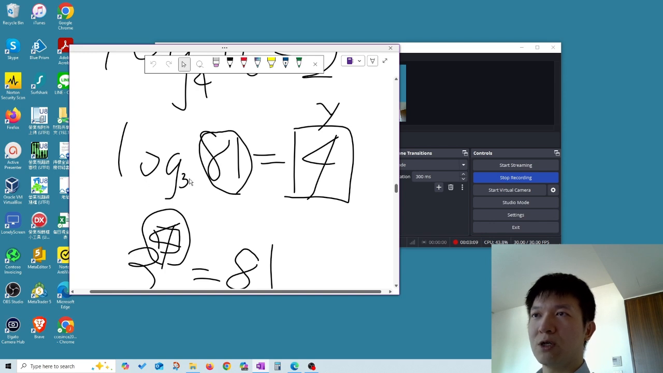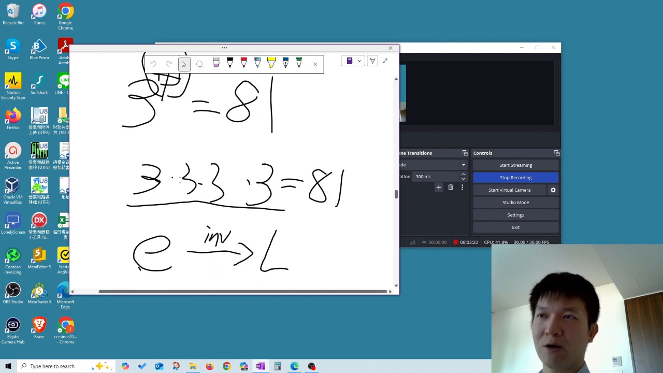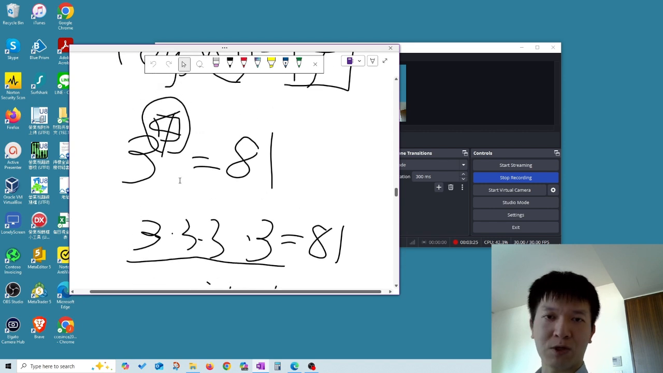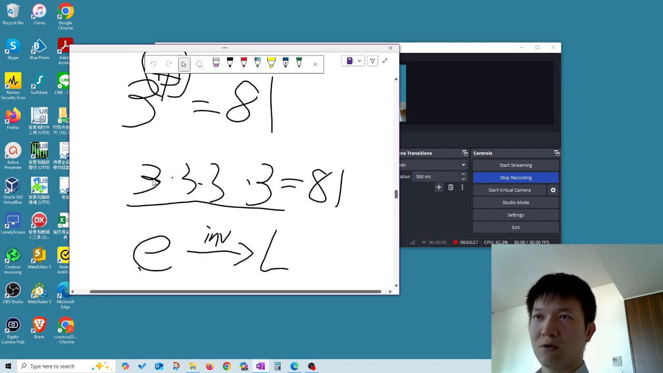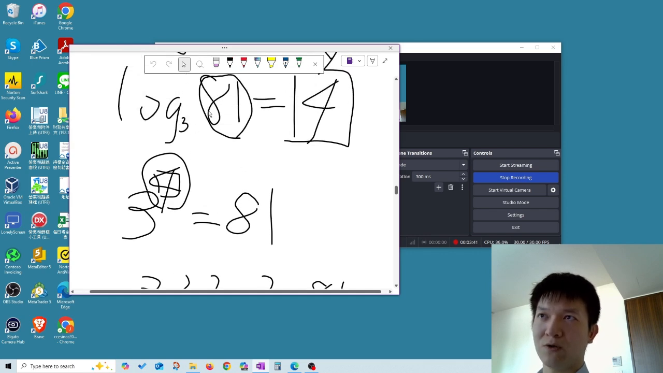And log base 3 of 81 means 3 to the power of something, our y, equals 81. Fill in the blank, it's going to be 4. 3 to the power 4 equals 81. How do you figure it out without a calculator? If the number is not too crazy, you just multiply again and again, like you did with the exponent. So 3 times 3 times 3 times 3 until you get to 81. That's how you figure it out.